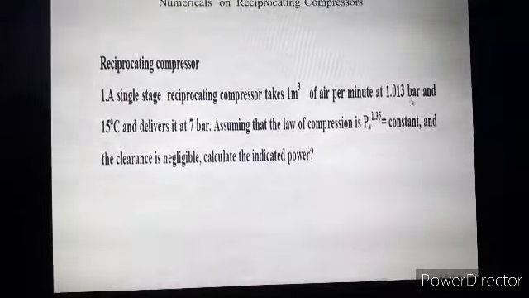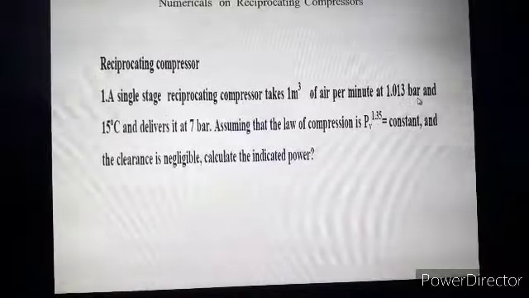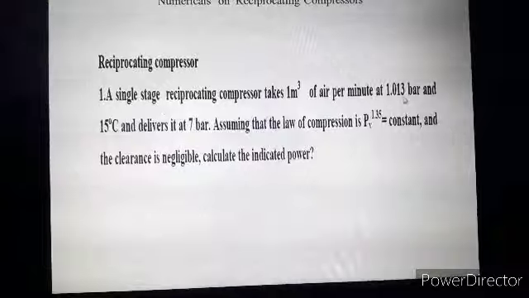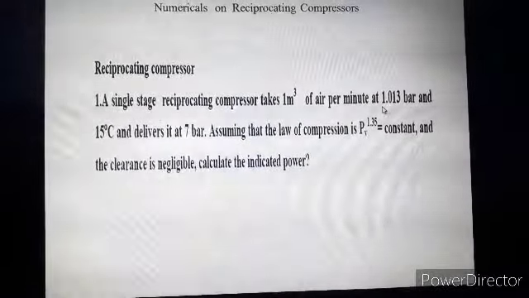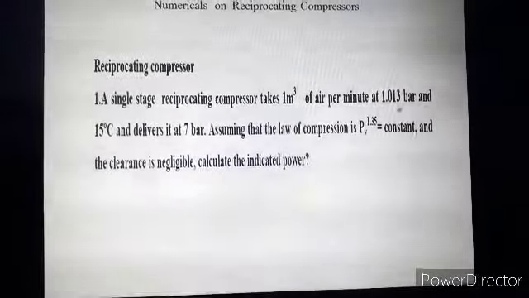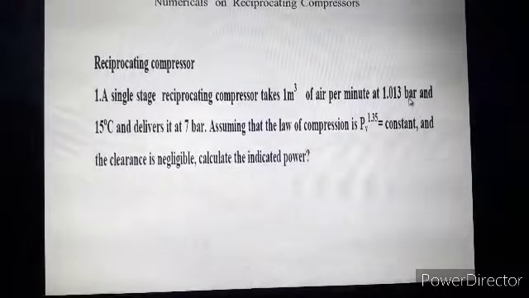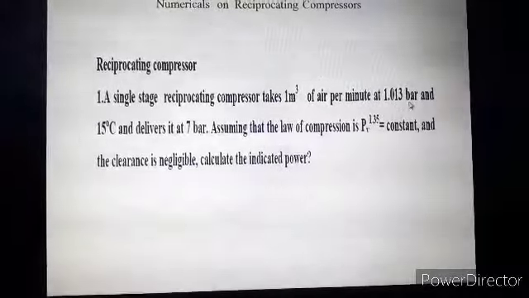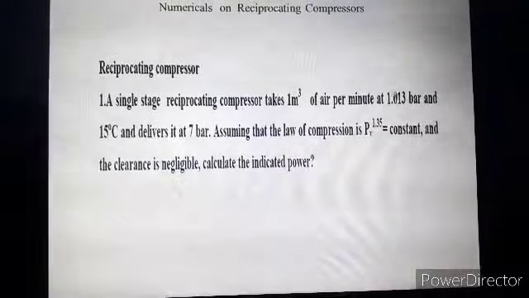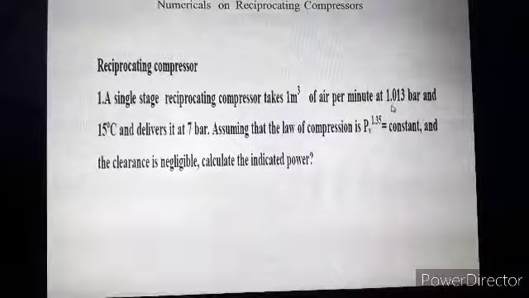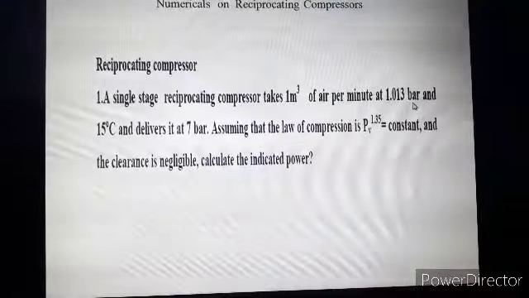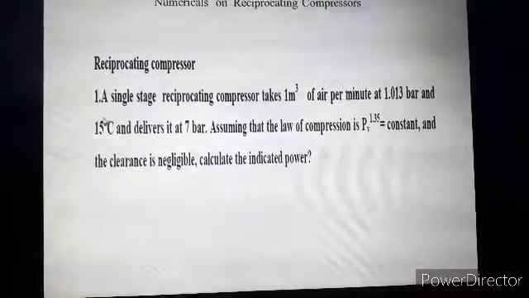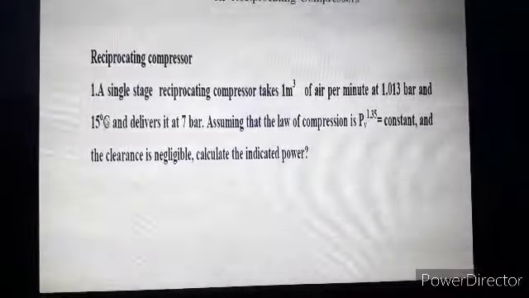Then this is the pressure P1, that is 1.013 bar. Again this pressure is given in bar, so we have to convert it from bar to Pascal or Newton per meter square. We know that 1 bar is equal to 10 raised to 5 Pascal, or 10 raised to 5 Newton per meter square. So we can write pressure P1 is equal to 1.013 into 10 raised to 5 Pascal or Newton per meter square.